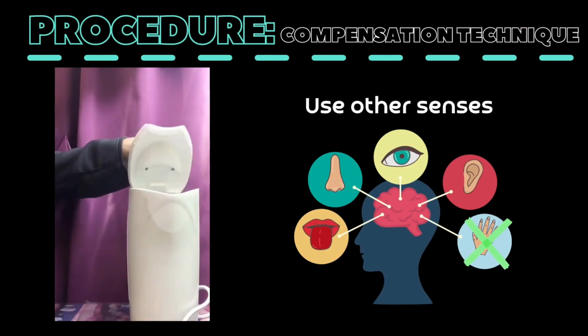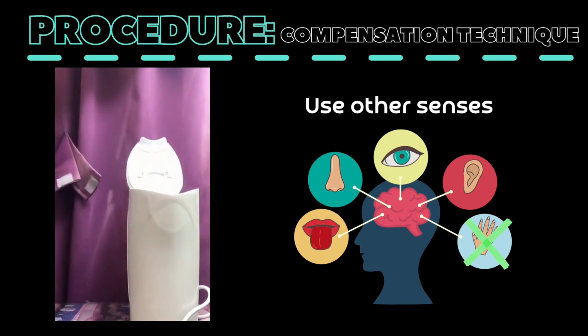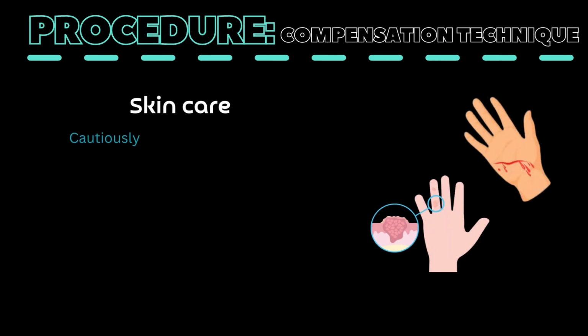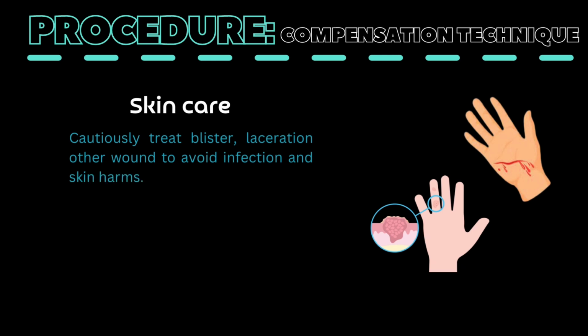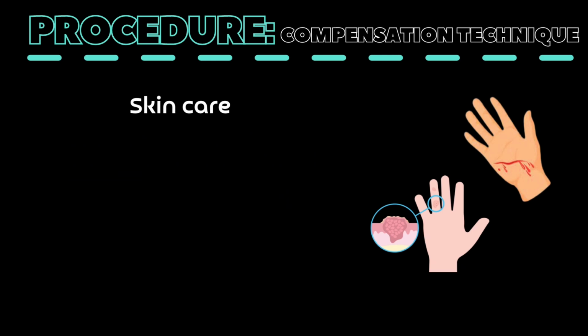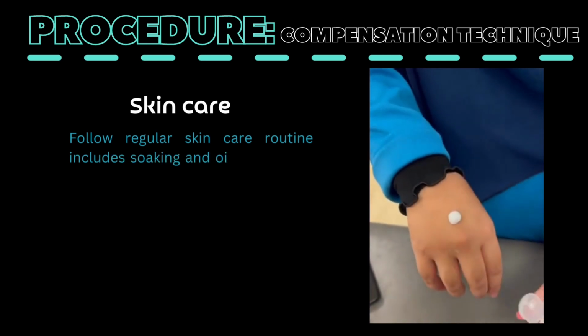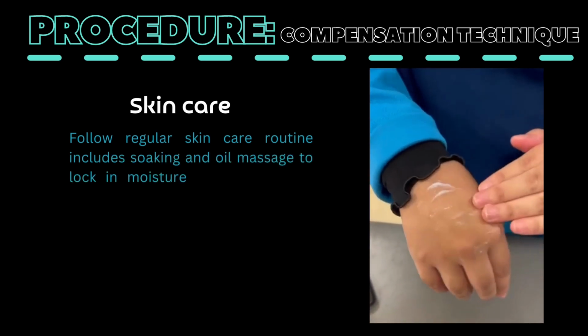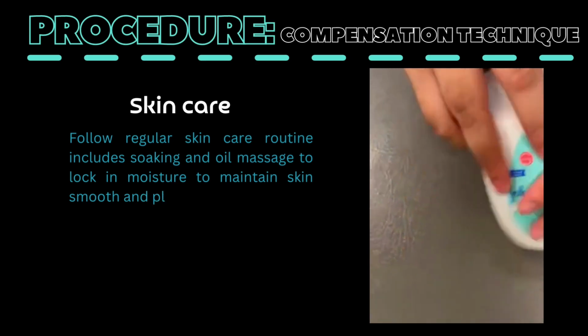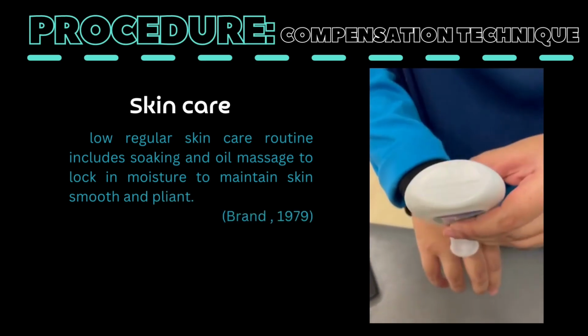Utilizing other senses, especially vision, helps in observing the movement and positioning of body parts as well as monitoring the skin's condition. If blisters, lacerations, and other wounds develop, it is crucial to handle them with extreme caution to prevent further harm and infections. Following a regular skincare routine is important for maintaining smooth and supple skin. Soaking and oil massage help lock in moisture, promoting skin health.